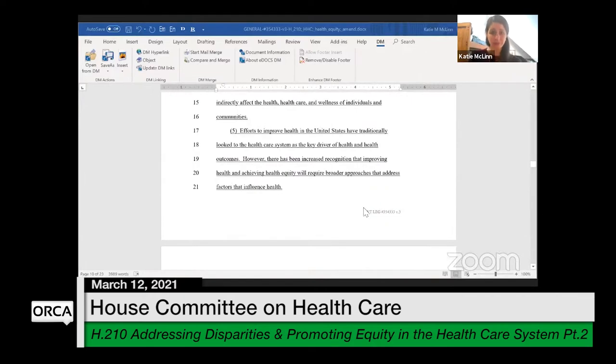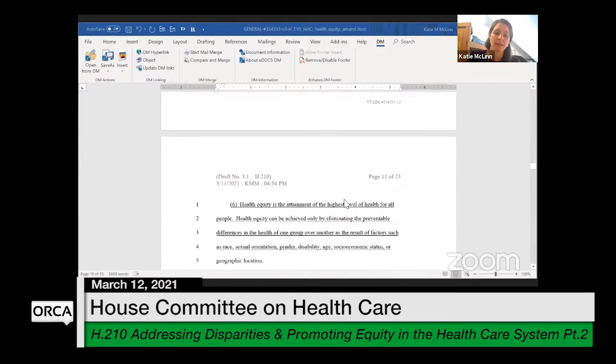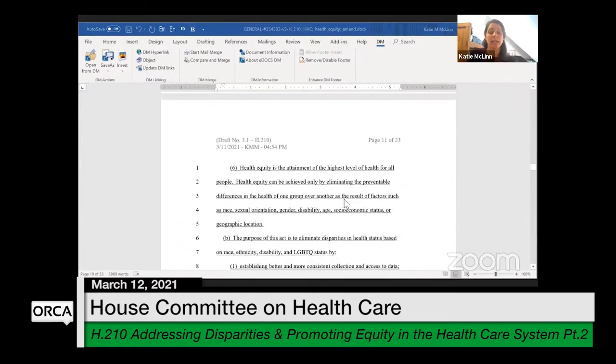The fifth belief: efforts to improve health in the US have traditionally looked to the healthcare system as the key driver of health and health outcomes. However, there has been increasing recognition that improving health and achieving health equity will require broader approaches that address factors that influence health. The sixth belief is that health equity is the attainment of the highest level of health for all people. Health equity can be achieved only by eliminating the preventable differences of health of one group over another as a result of factors such as race, sexual orientation, gender, disability, age, socioeconomic status, or geographic location. So those six items are the beliefs of the General Assembly.